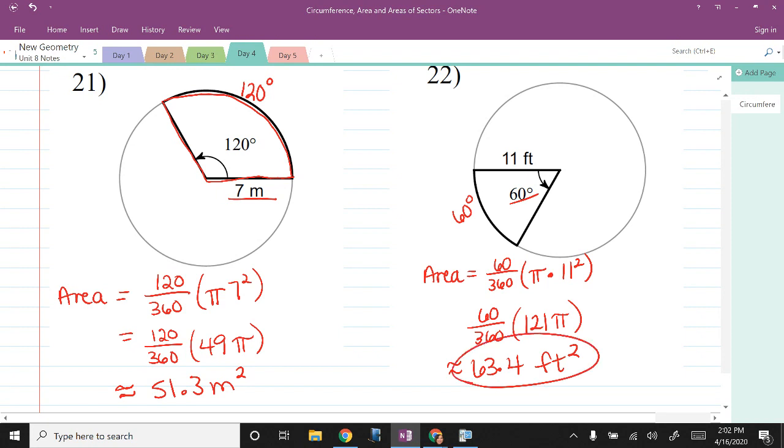So that's number 21 and number 22, and there's the work shown. So no excuse on those two. Everybody can do that because I just did it for you. So copy those and then practice the rest.